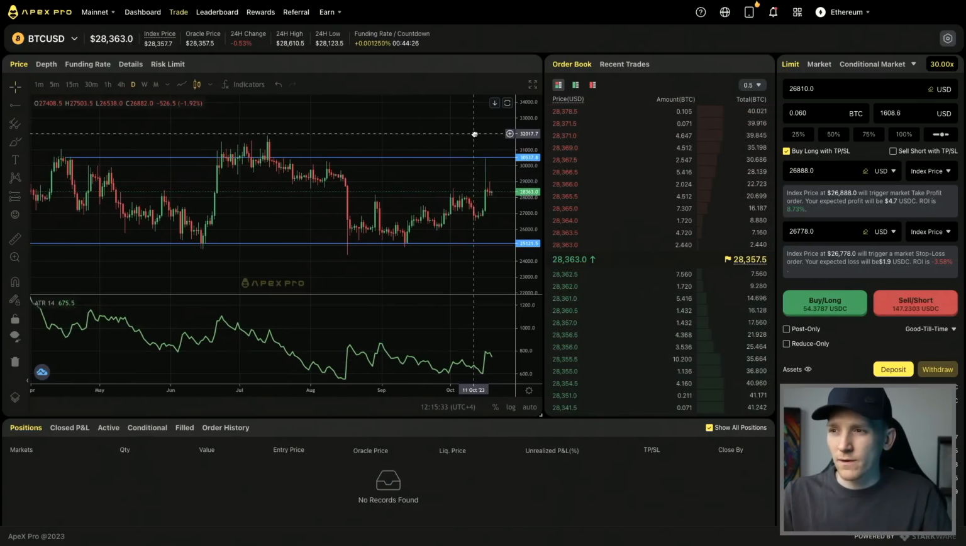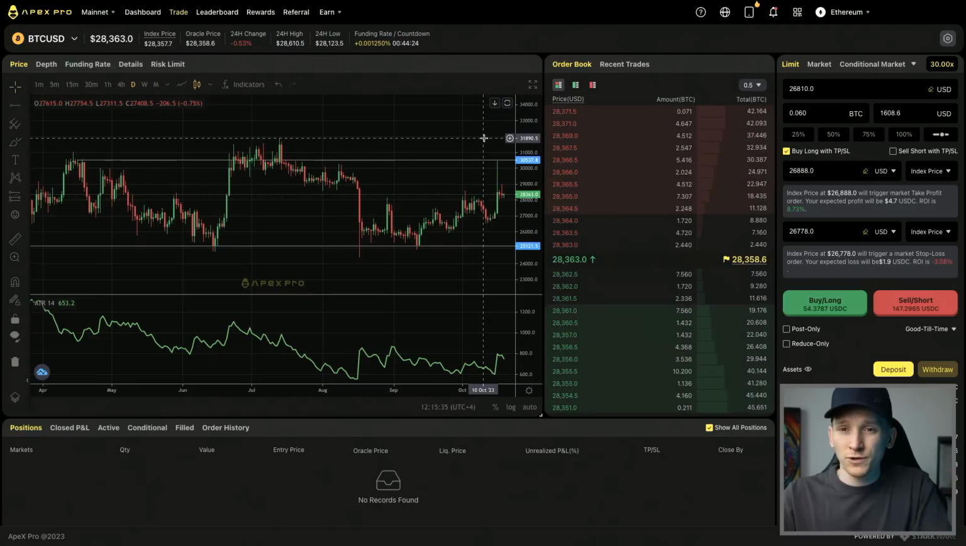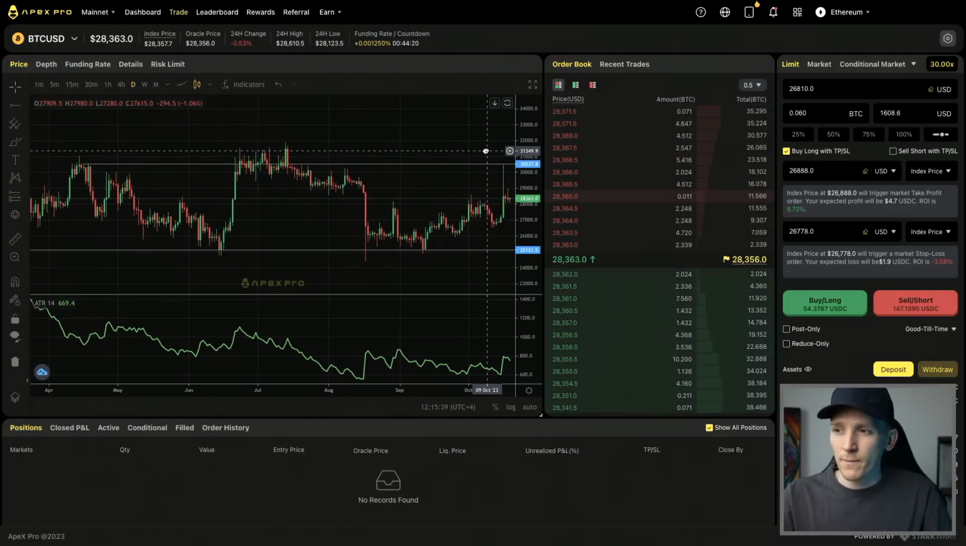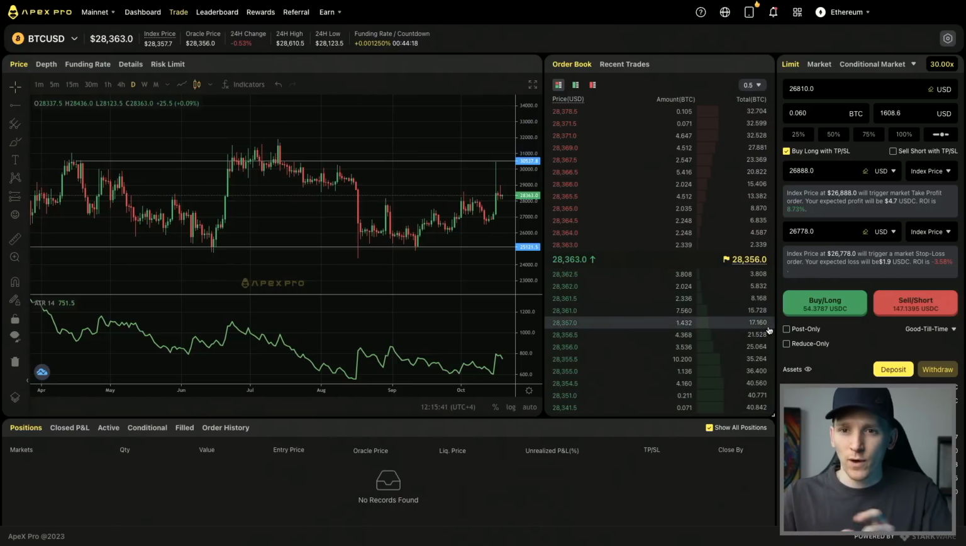So what we're going to do is use Apex Pro. Apex Pro is Bybit's on-chain exchange. So this is for more advanced traders. If you have a MetaMask wallet, you can just send some USDC into your wallet. You can connect it to the exchange and then go ahead and trade futures with leverage.